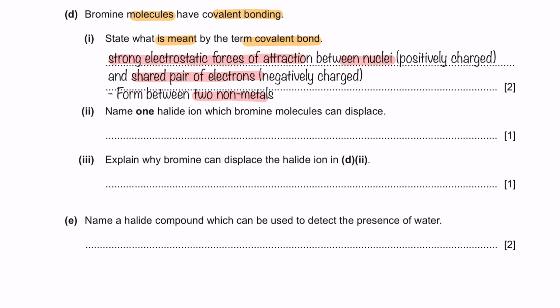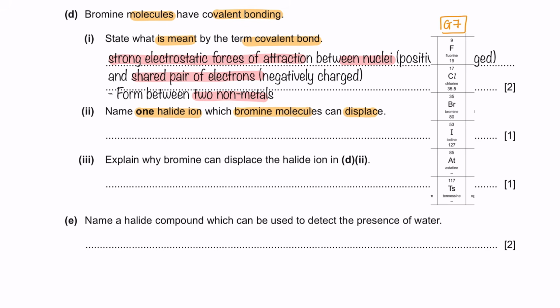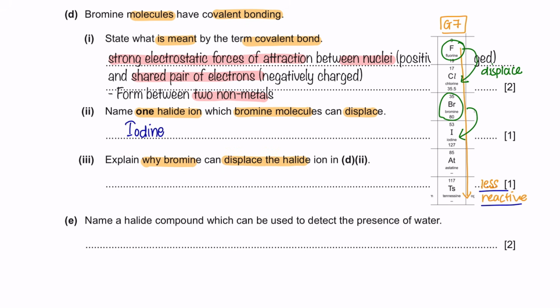Next, part 2. Name one halide ion which bromine molecules can displace. In group 7, as the elements move down the group, it becomes less reactive. This means that the element on top of the other can displace it to form a different molecule. So bromine will be able to displace iodine. Next, part 3. Explain why bromine can displace the halide ion in D part 2. As it moves down the group, it becomes less reactive. This means that bromine is more reactive than iodine.